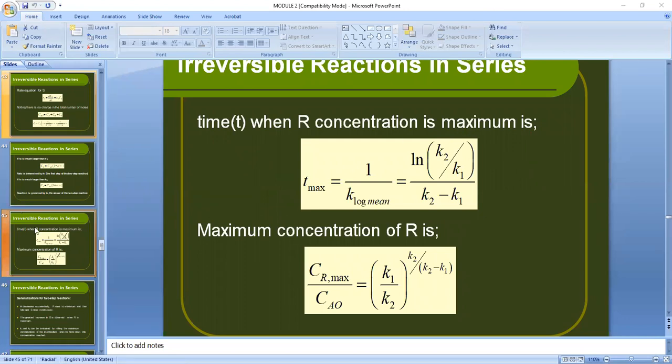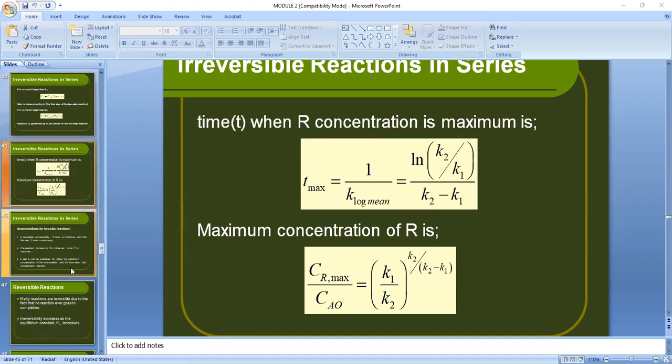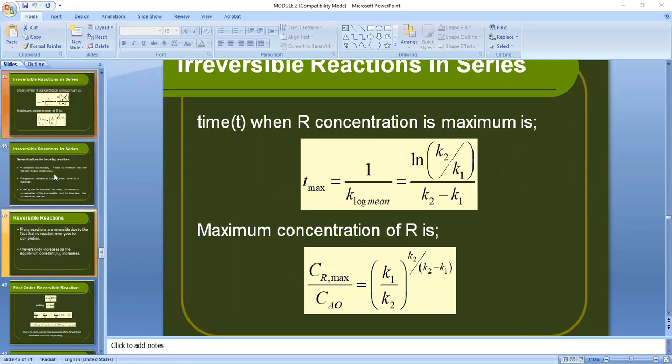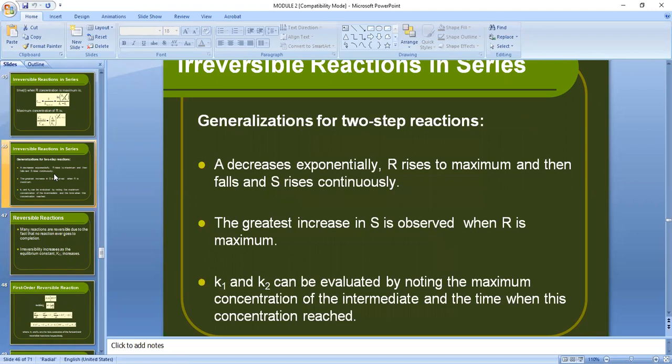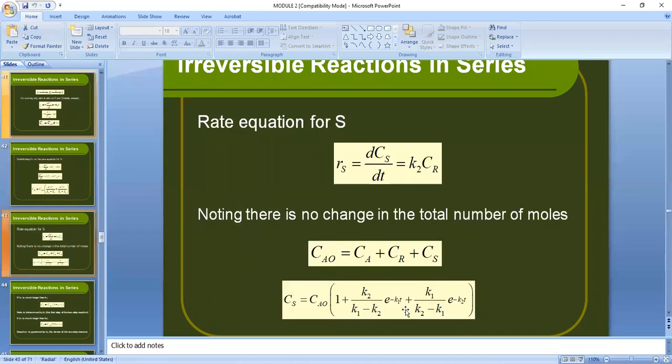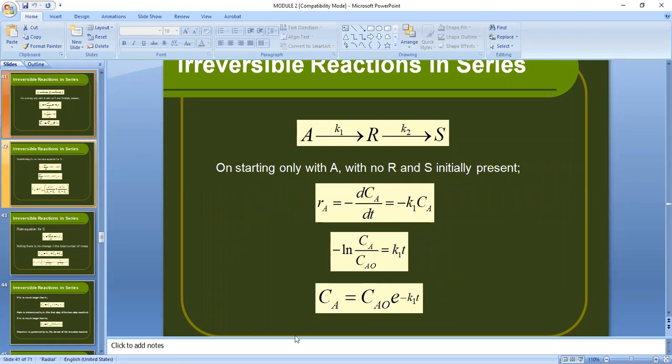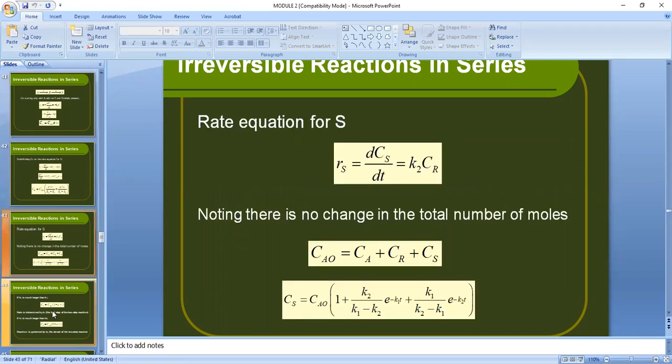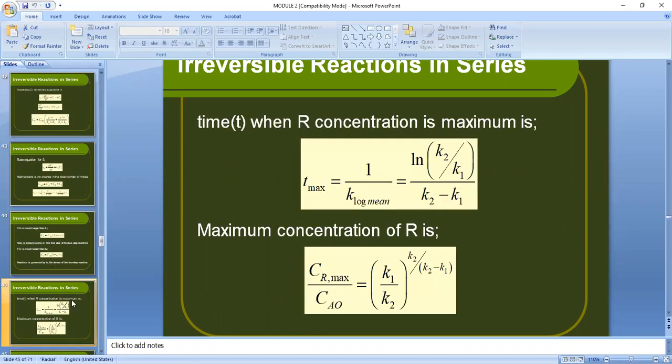If you look closely, the formulas are simply functions of the rate constants. Now, what are our generalizations regarding this irreversible reaction in series? Your initial species, reactant species A, decreases exponentially. Why do we say it's decreasing exponentially? Because of this. It's supposed to be decreasing because it's being consumed. So that's one generalization there.